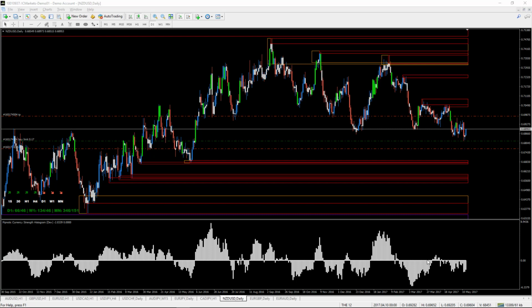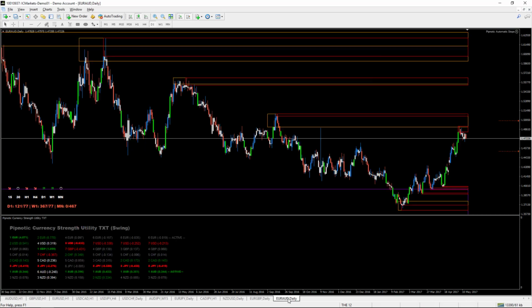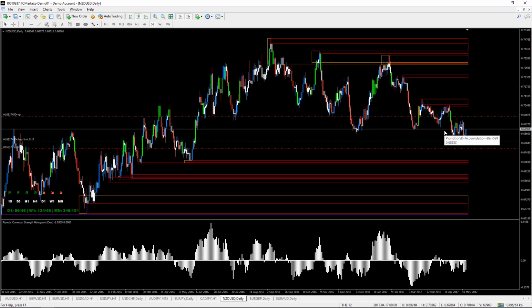But what we can do is have a look at the strength information here. You can see that we have a weak dollar and a pretty neutral Kiwi. So this tells us that the reason this pair is moving higher now is due to a weak dollar more than it is a strong Kiwi. So just a little bit of an insight into that, because you can't see that information on this chart.